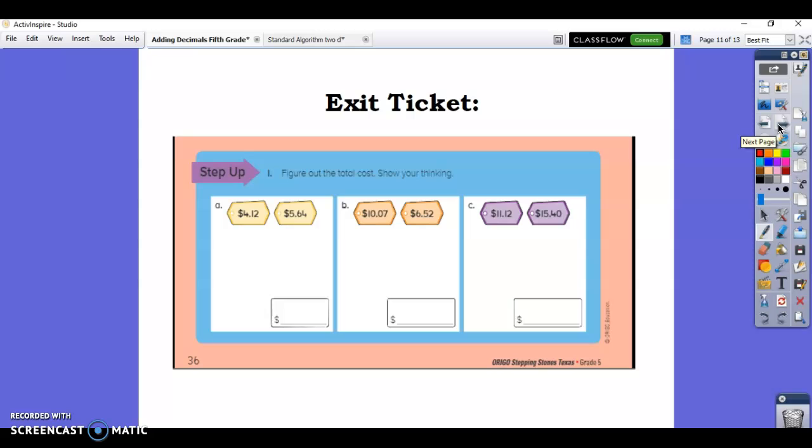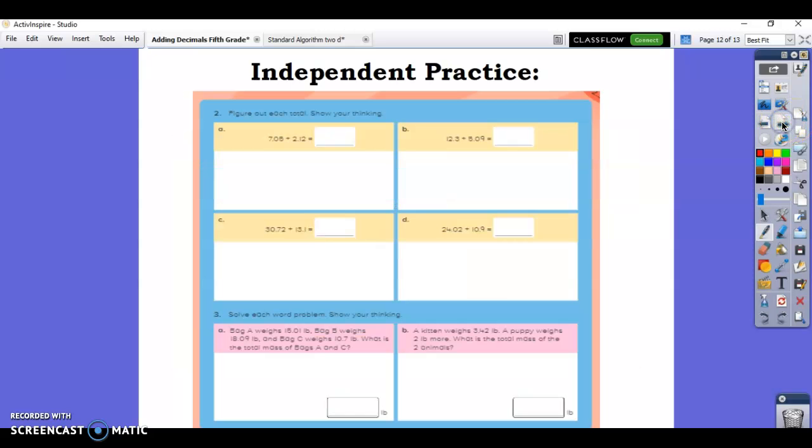All right, so your exit ticket is the first part of this. It's on page 36 of your workbook, and it's just A, B, and C, where you're adding up these dollar amounts and seeing if you can get the total. Before we move on to the independent practice, I do want you to check in with me. I will be pulling those up to make sure that those are done correctly before we do anything else. And then your independent practice is on page 37, which is A, B, C, and D of number 2, and number 3, A and B. So again, no more horizontal addition. You have to convert it to vertical, and that is the independent practice today.